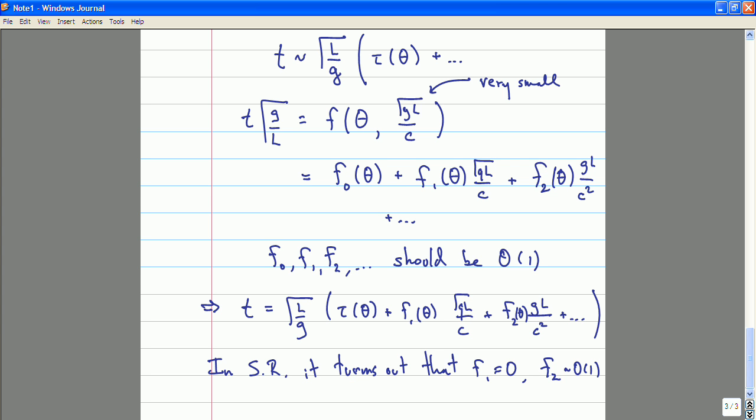And in fact, as I mentioned earlier, whenever this order of magnitude estimate is wrong, that usually means that there's something special going on. And it turns out that there is something special going on in special relativity, namely that there's a symmetry of the pendulum problem which prevents you from having this term f1 that I wrote down. Anyone want to guess what that symmetry is?